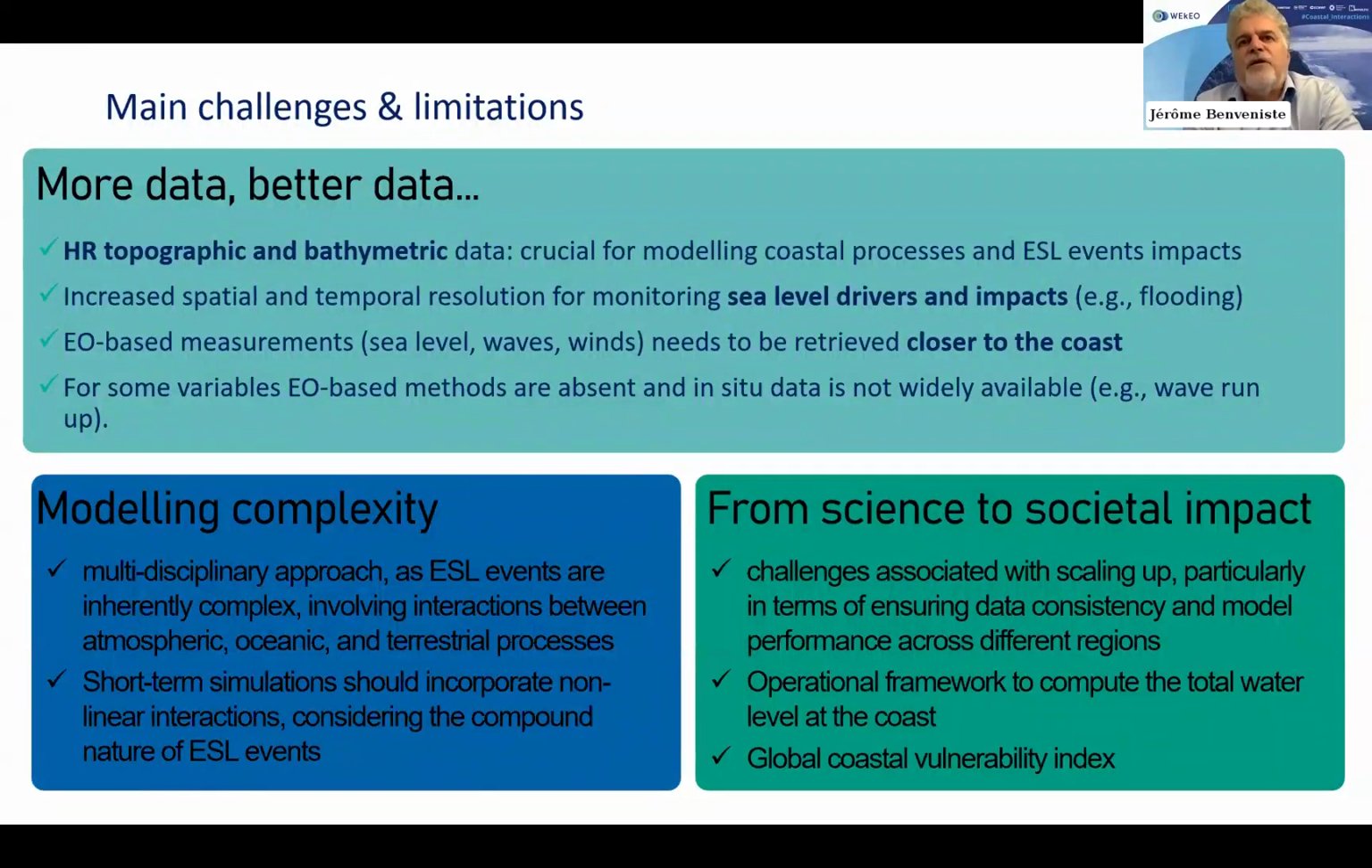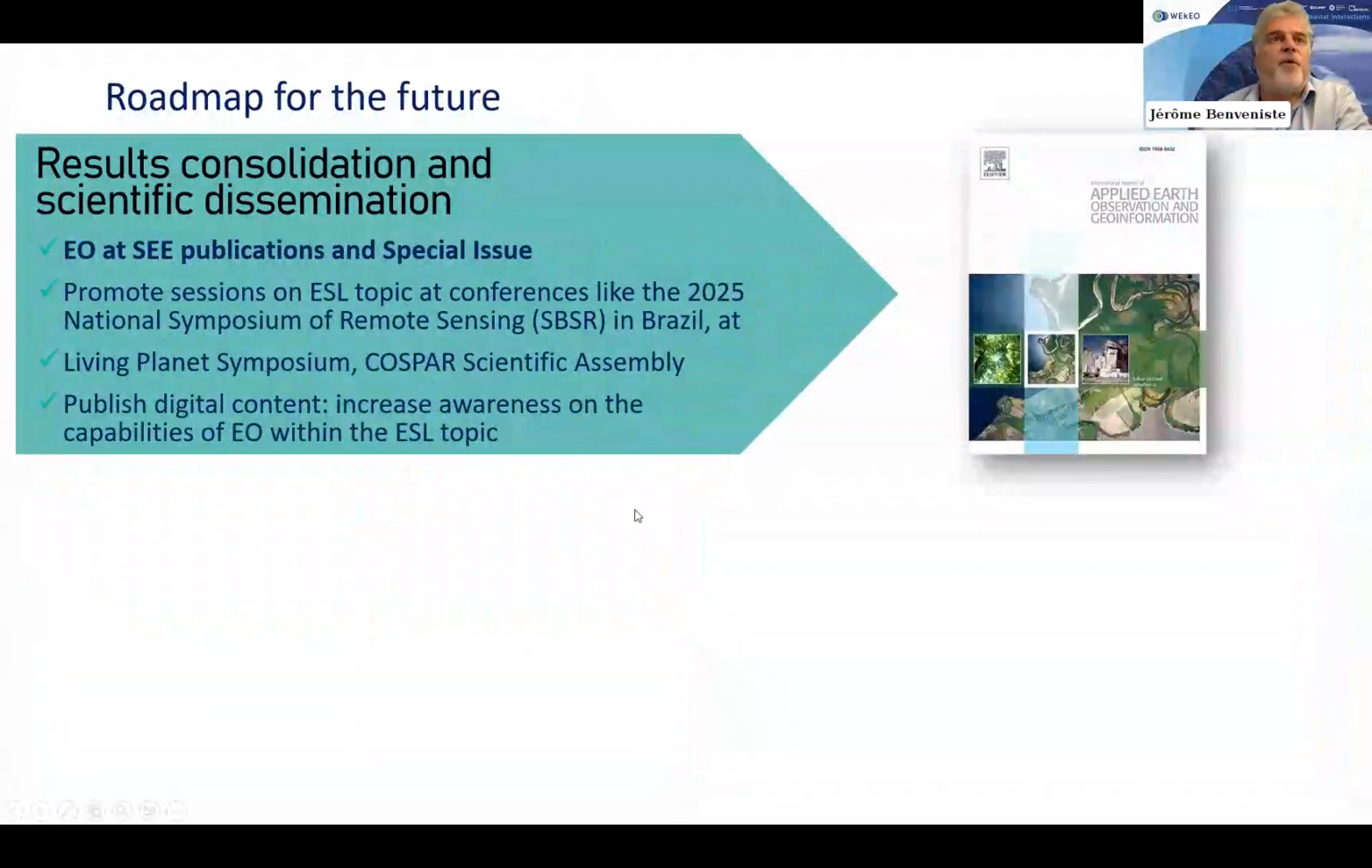So we looked at societal impact, and the challenges are associated with scaling up, and particularly in terms of ensuring data consistency and model performance across different regions. The operational framework is necessary to provide this as a service. And the Coastal Vulnerability Index also is important. So we ended up with a roadmap. Basically, everything is going to be consigned in this special issue.